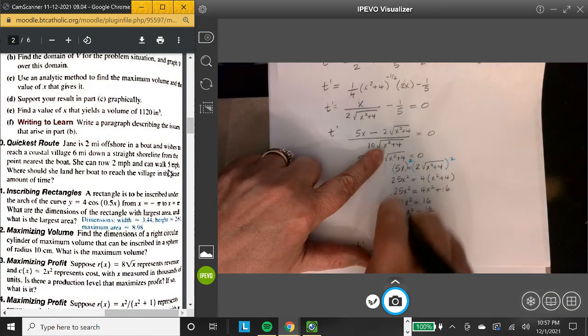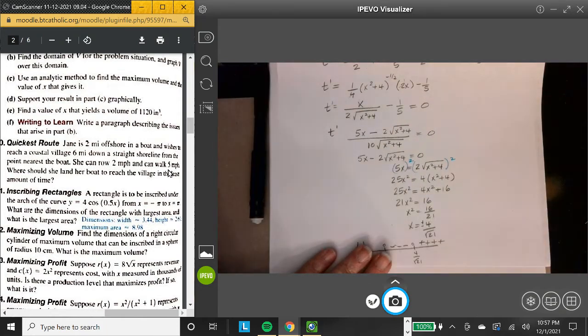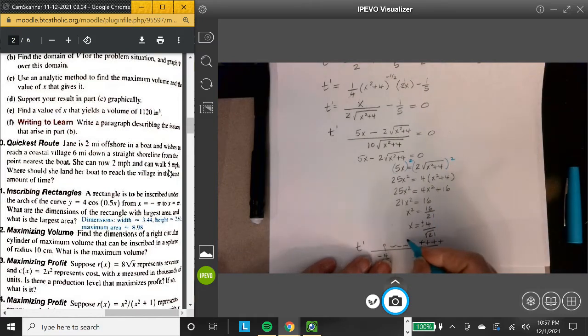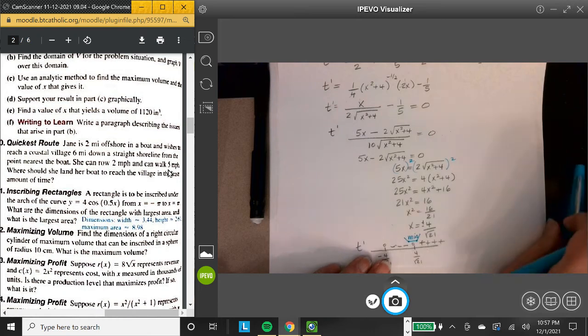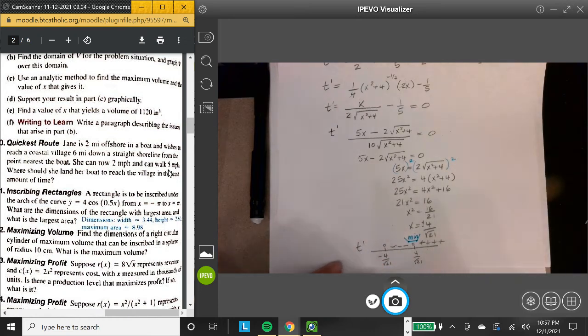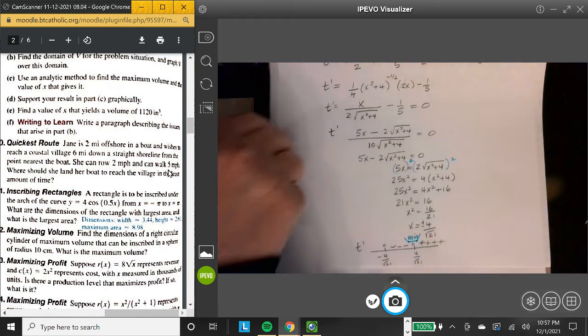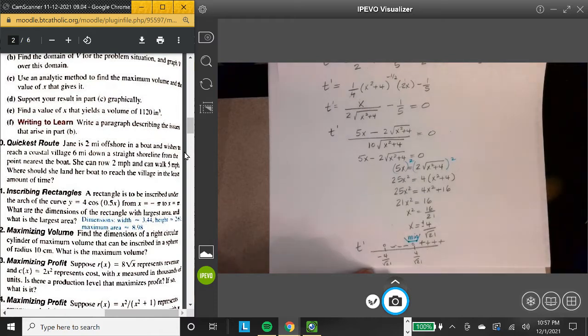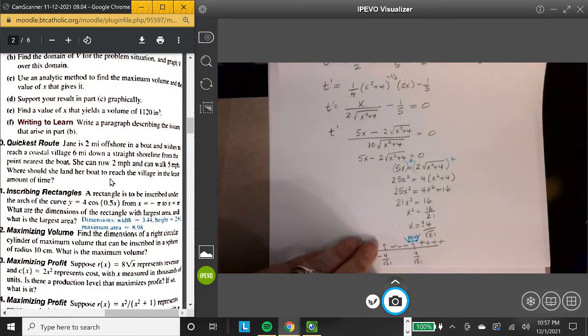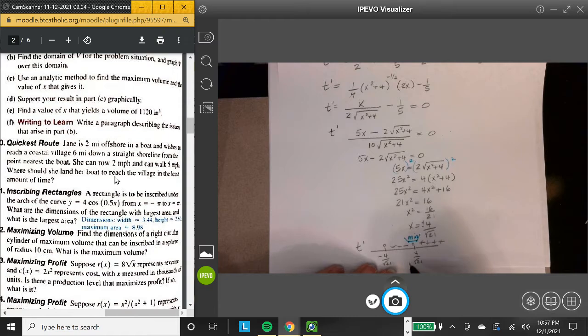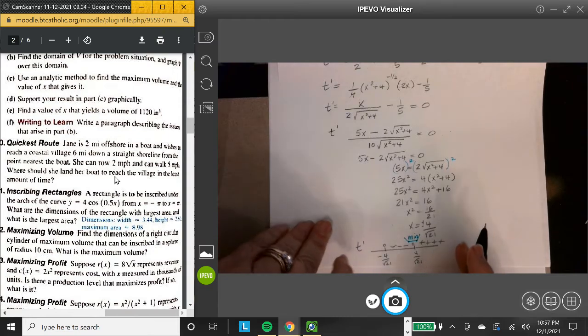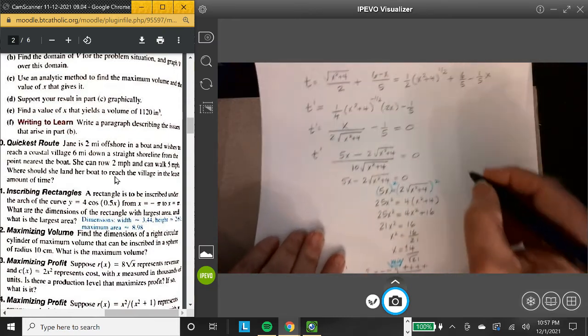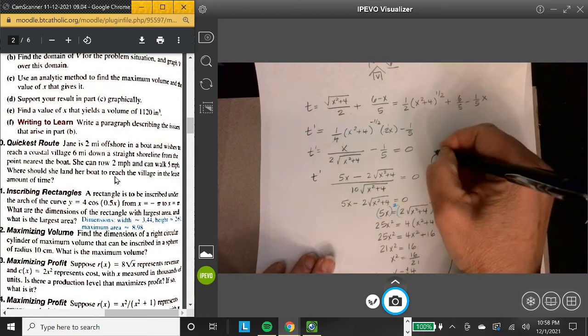Okay? So my sign chart's telling us that we have a negative slope, 0 slope, to a positive slope. So I have a minimum in time at 4 over root 21. So we've got to recall what the question's asking us. Where should she land her boat? So this is what x equals, right? So she should land her boat. I'm going to put my answer up here.